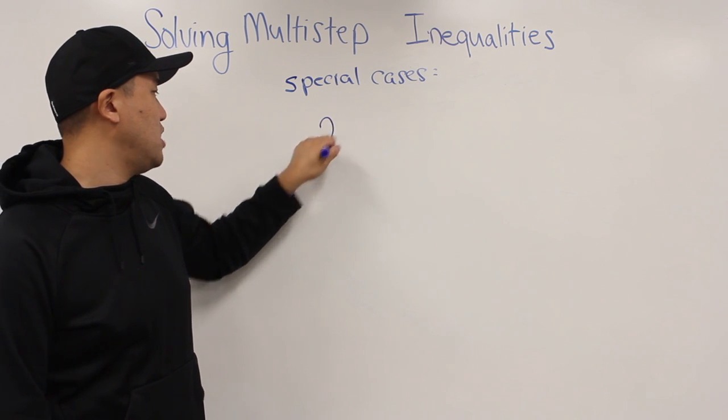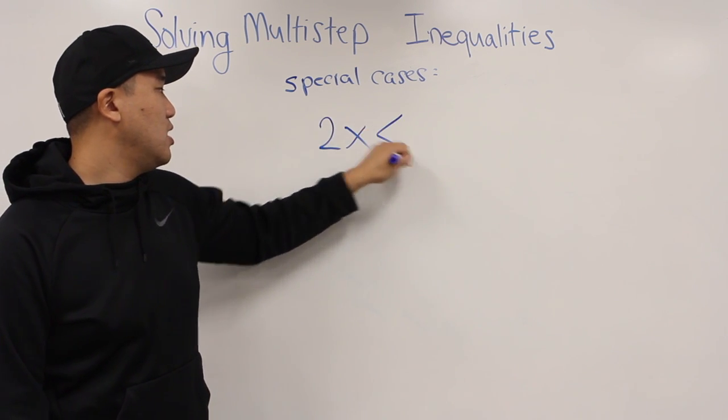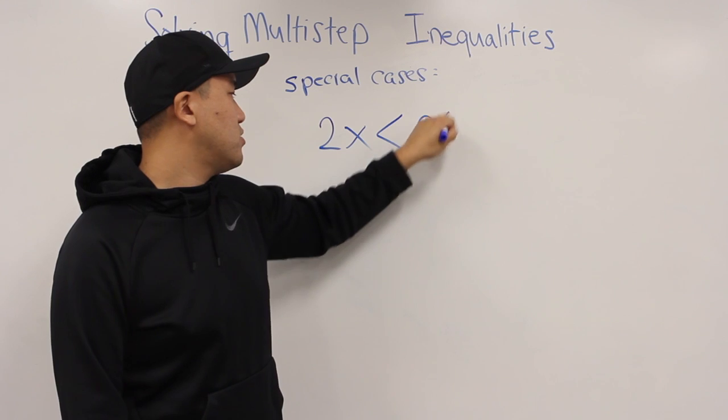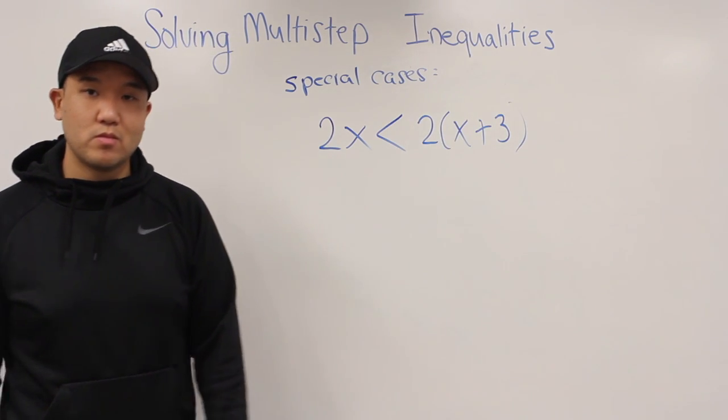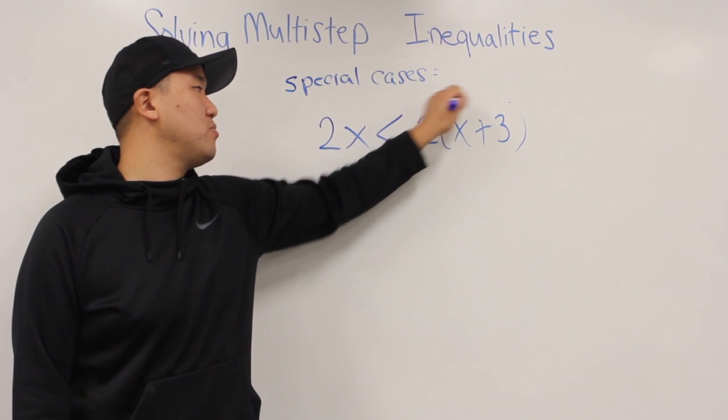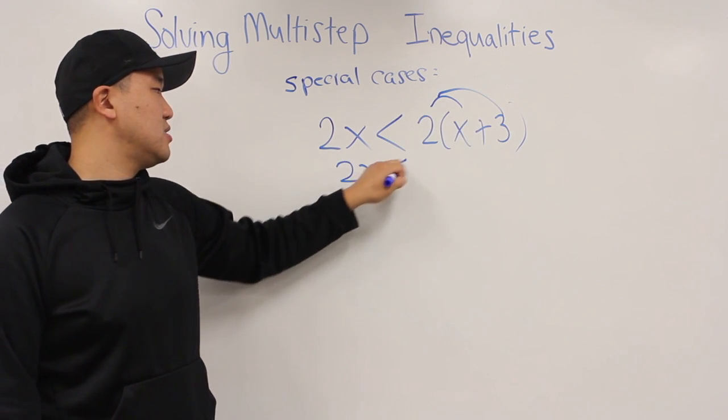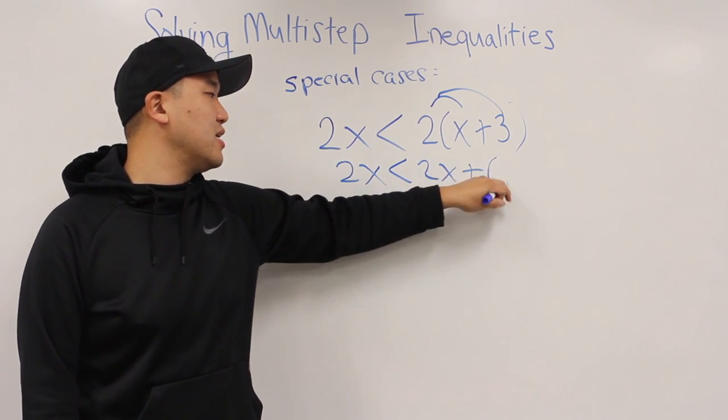Same, let's just switch it up. We'll keep it very similar. Less than 2 times x plus 3. Okay, same concept, we distribute. So you have 2x is less than 2x plus 6.